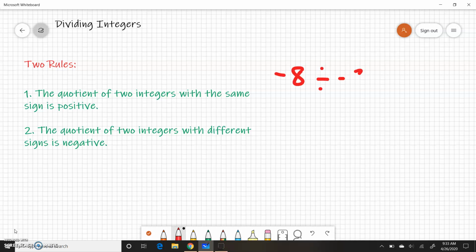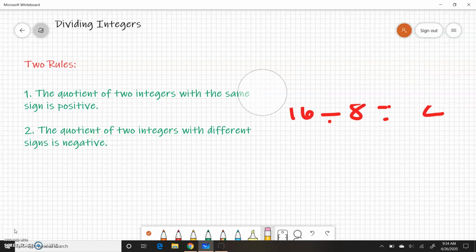So just like when we were multiplying, if you have -8 divided by -2, you divide normally and you get 4. Both of their signs are negative, so it's a positive 4. Or if you have 16 divided by 8, 16 divided by 8 is 2. They're both positive, so your answer is positive.